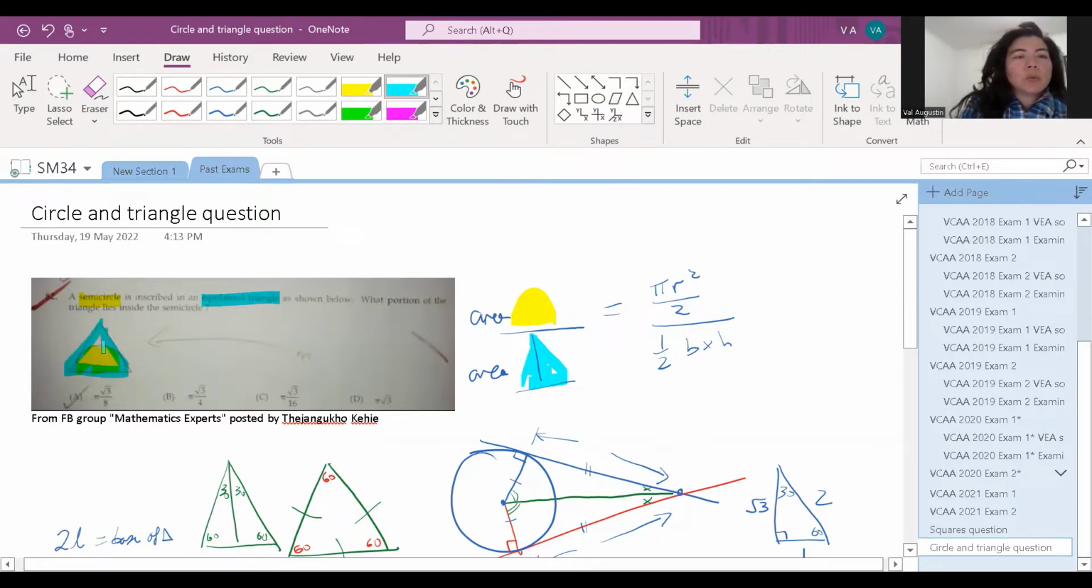And it says, what portion of the triangle lies inside the semicircle? That says what is the area of the semicircle divided by the area of the triangle effectively. So we should hopefully know that the area of a semicircle is pi r squared over 2 because it's half of a circle, and the area of a triangle is half base times height.